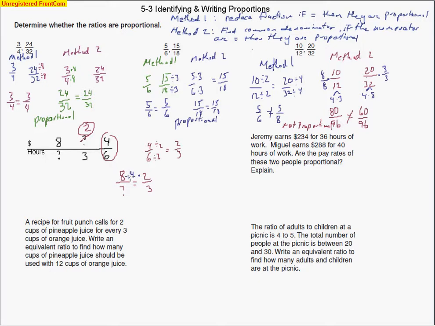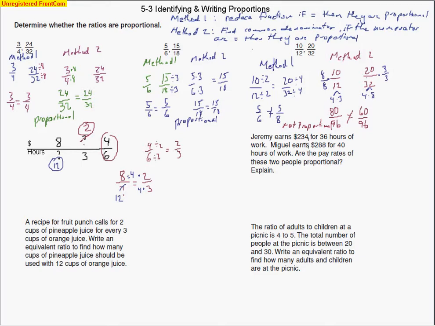Well, if I multiply the top by the 4, I need to also multiply the denominator by the 4 as well. And that'll give me the missing number. So 3 times 4 makes 12. So this missing number is 12. So 12 is the number that would go right there.